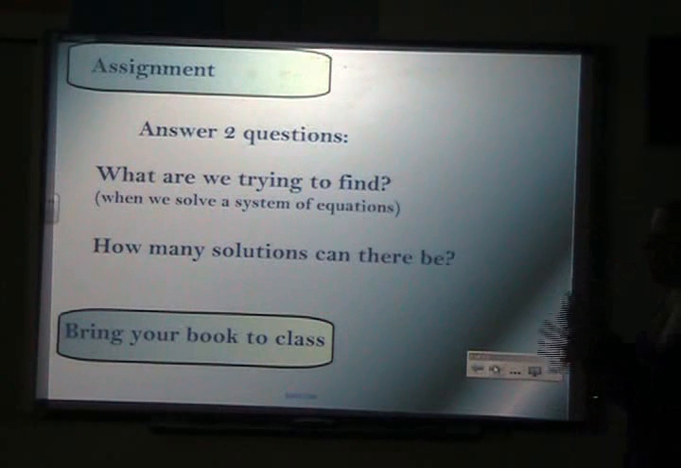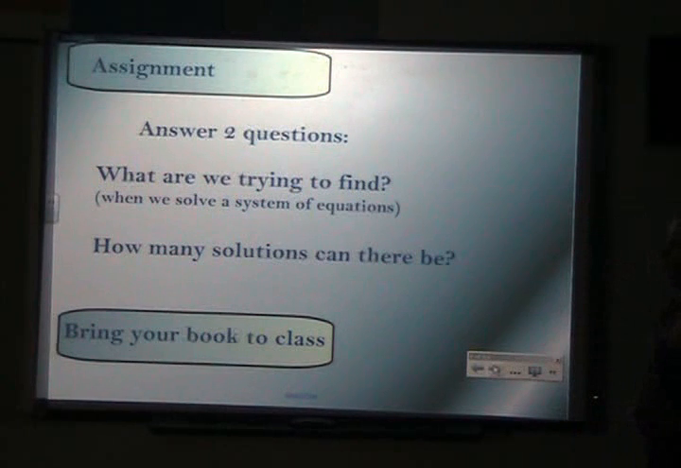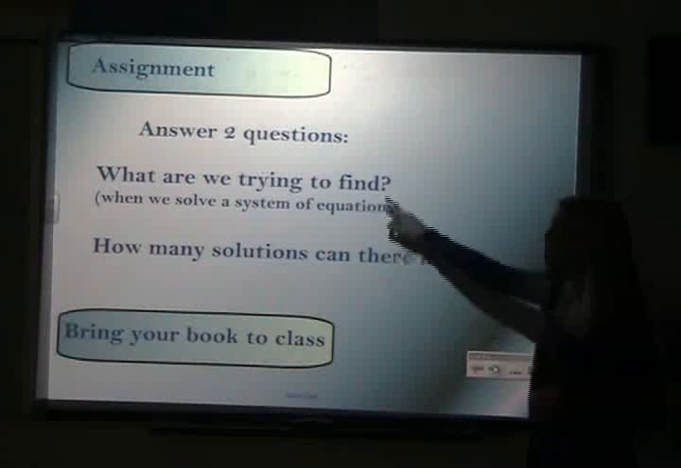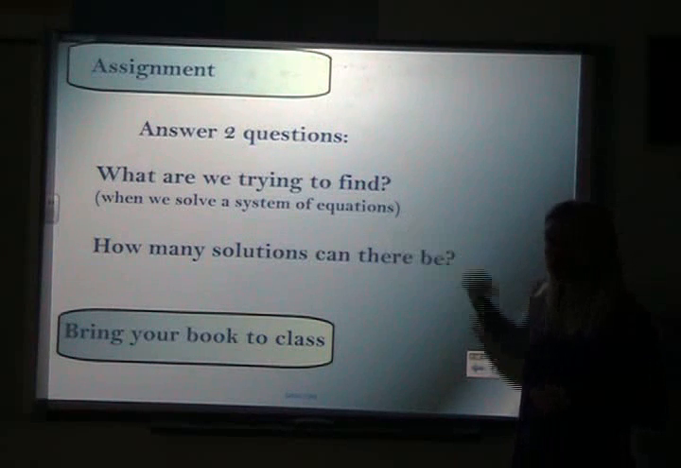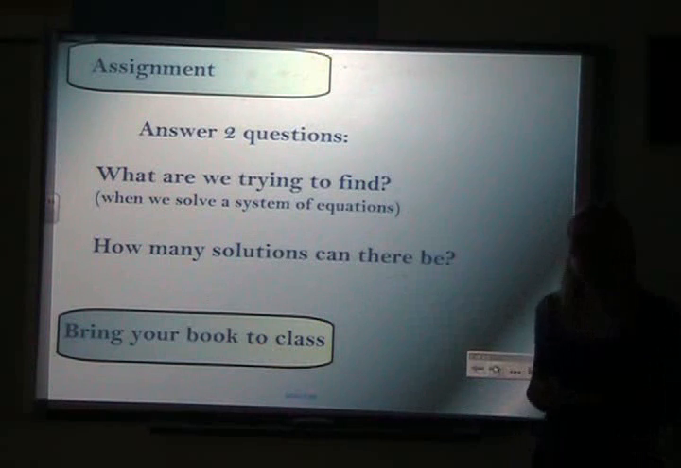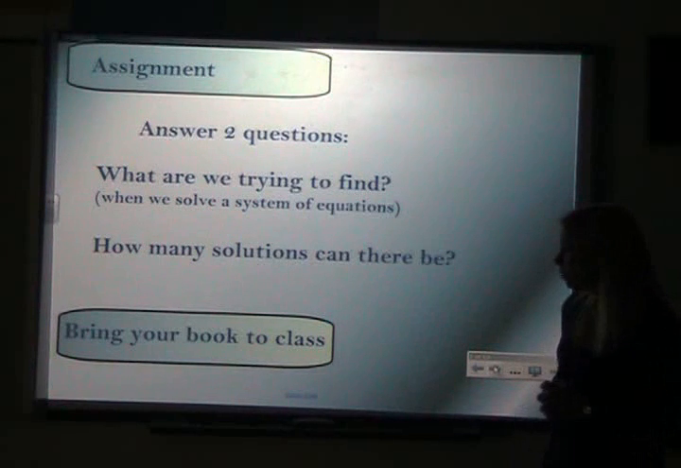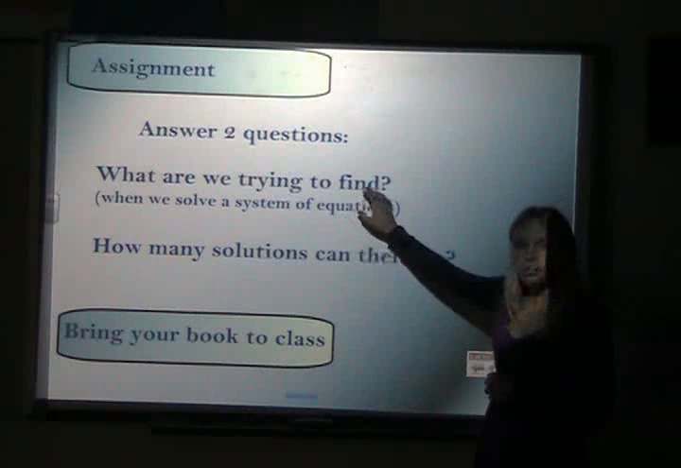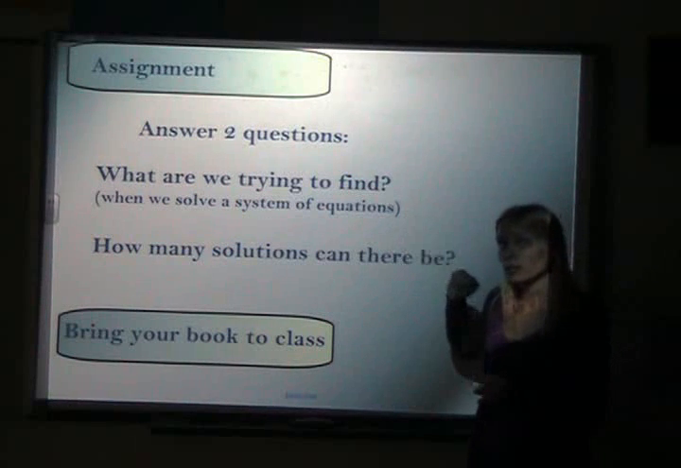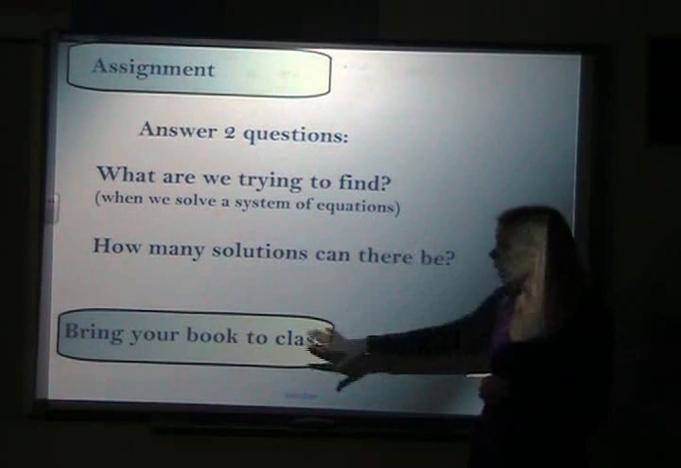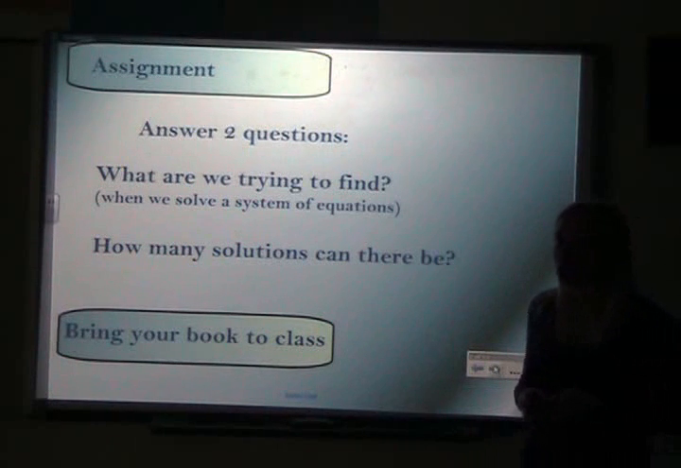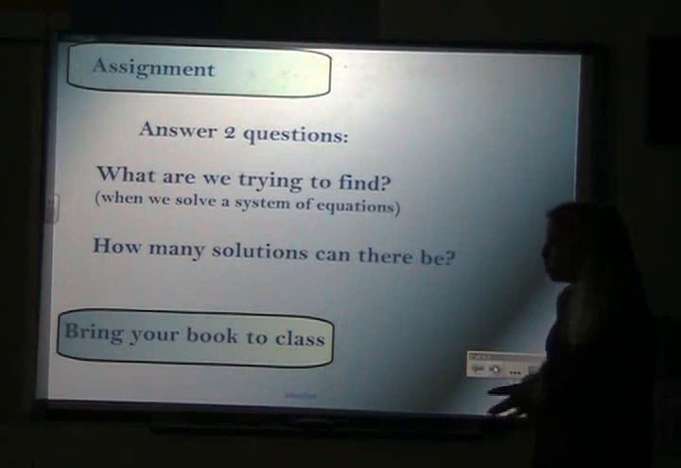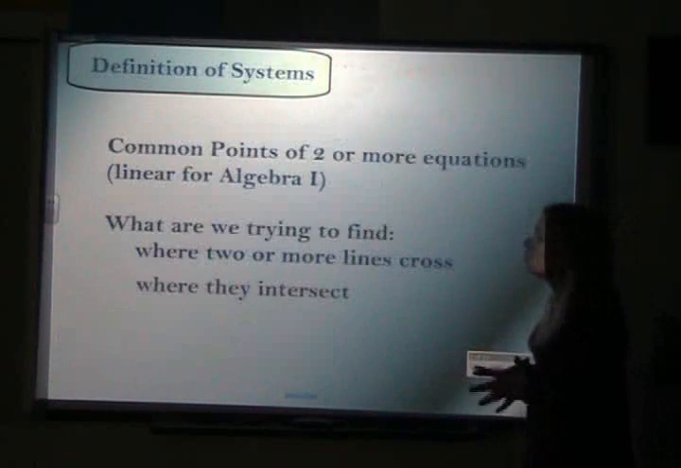Your assignment for now that you need to bring with you to class: you need to answer these two questions. What are we trying to find when we're solving a system of equations? And how many solutions can there be? Okay. Make sure, besides answering these questions and maybe copying down some examples so you know what you're doing, that you bring your book to class, because the assignment is out of your book and it's going to be a very long 45 minutes if I didn't bring my book to work on the assignment.